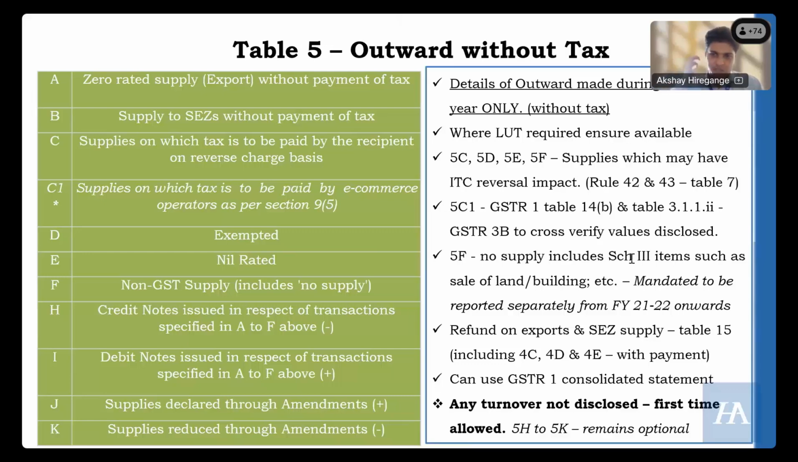Some transactions shown in B2CS by mistake. In next year, such transactions are amended in B2CS by amendment and a new invoice is shown in B2B. Should it be shown in table 10 and 11? Yes, it can be shown in table 10 and 11. If it is the same values, you can also avoid the disclosure. But for better disclosure, I would suggest showing it in 10 and 11.